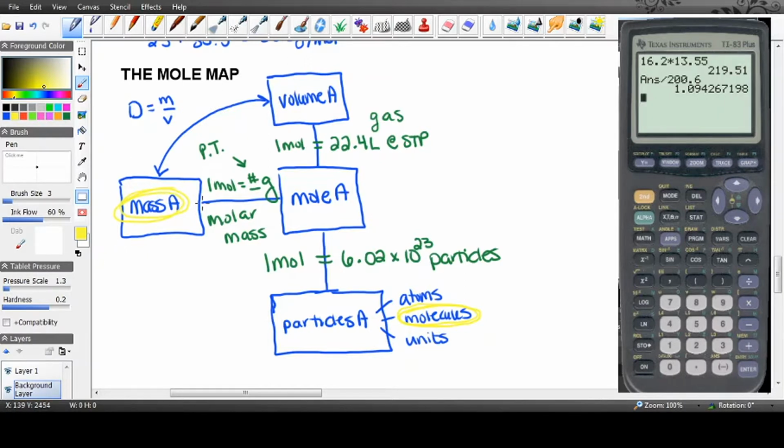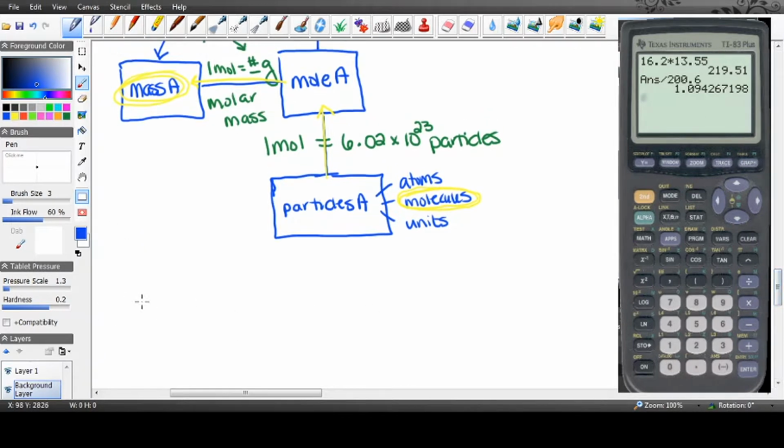And you have to follow the mole map. So I'm going to start here in particles. Again, molecules is a type of particle. And I'm going to convert into moles using Avogadro's number. And then I'm going to convert from moles into mass using molar mass. See how simple that is? Start with your given value. So our given value is 1.5 times 10 to the 25th molecules of CO2.